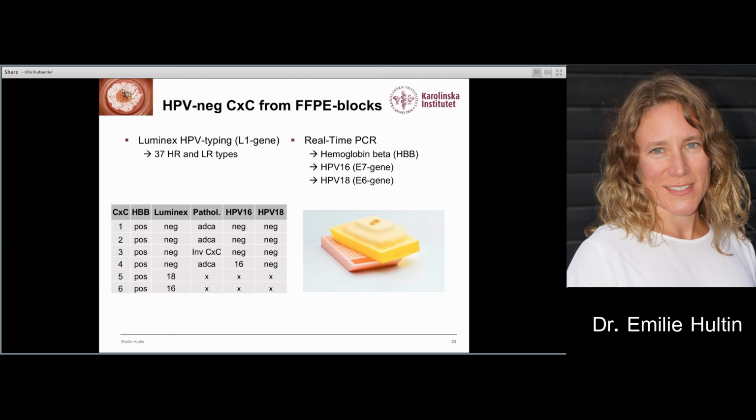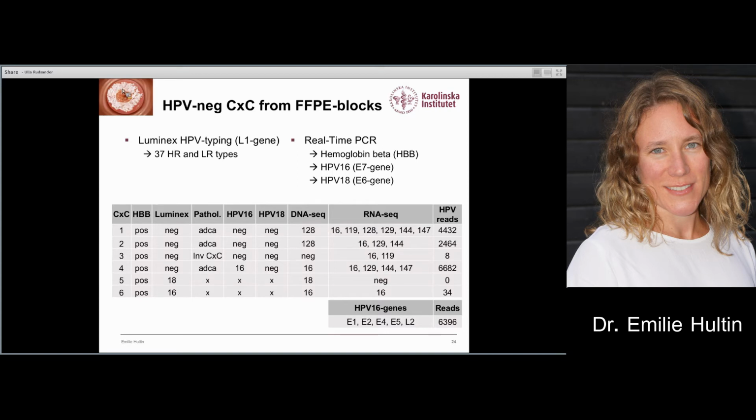Then we sequenced those samples. First, we did DNA sequencing. So we sequenced all the DNA in the samples. And we could detect HPV-18 and HPV-16 in sample number 5 and 6, which corresponds to the results of the Luminex. We also detected HPV-16 in sample number 4, which corresponds to the results from the real-time PCR. In addition, we also detected HPV type 128 in sample number 1 and 2, but sample number 3 was still negative.